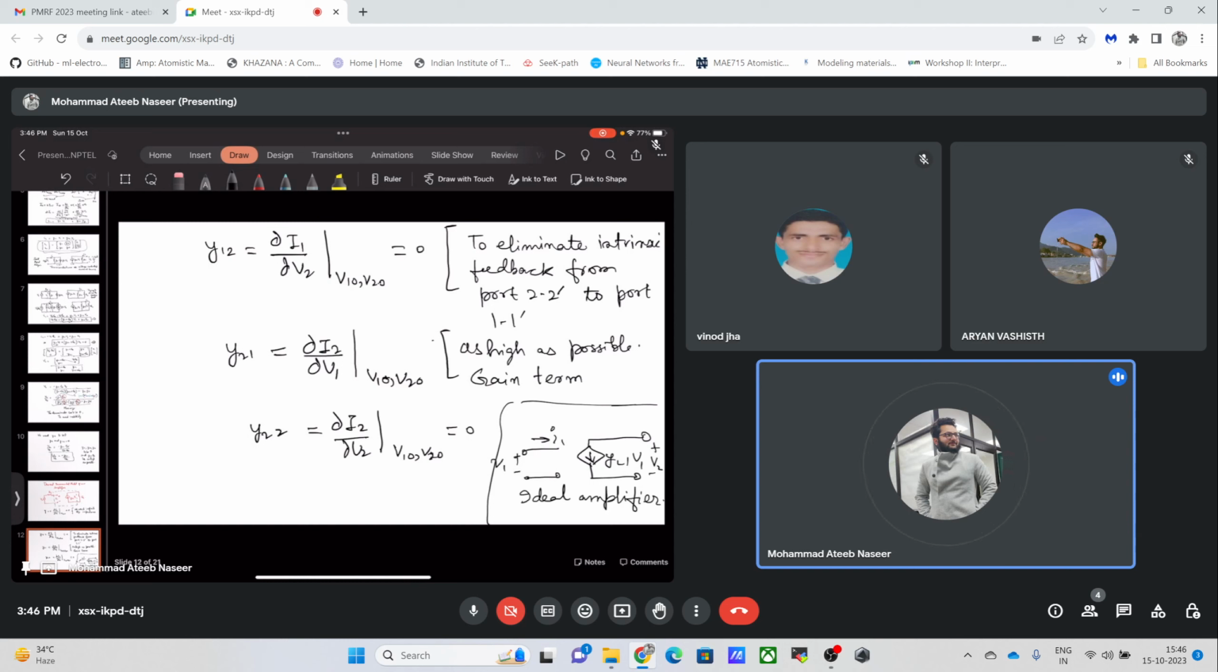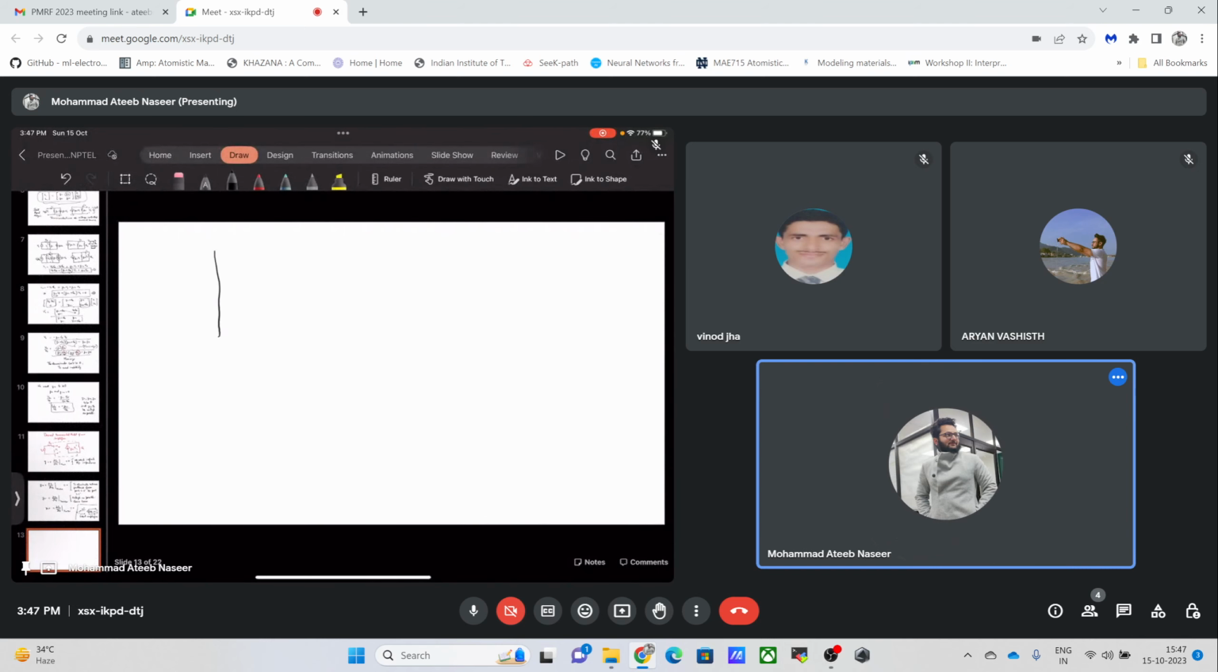So with respect to I1, for example, if I draw the plots, I1 versus V1, which is di1 by dv1, which is y11, it shouldn't change. It should be equal to 0. It should be constant. I1 should not change with V1. So this is one particular aspect of this small signal model that we have seen.